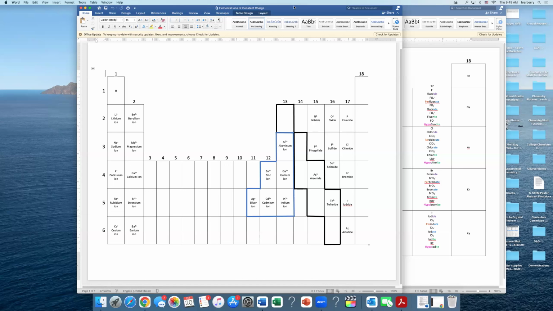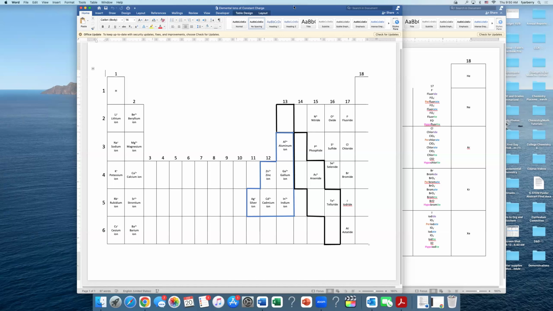Then you have to skip over to what I refer to as the stair step, which I've highlighted in blue, which includes silver, zinc and cadmium, aluminum, gallium, and indium. These 6 metals also have a constant charge when they are part of an ionic compound.